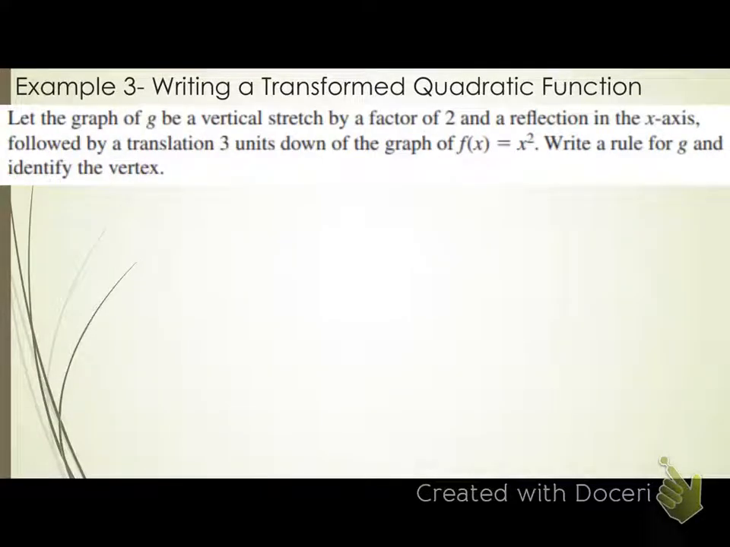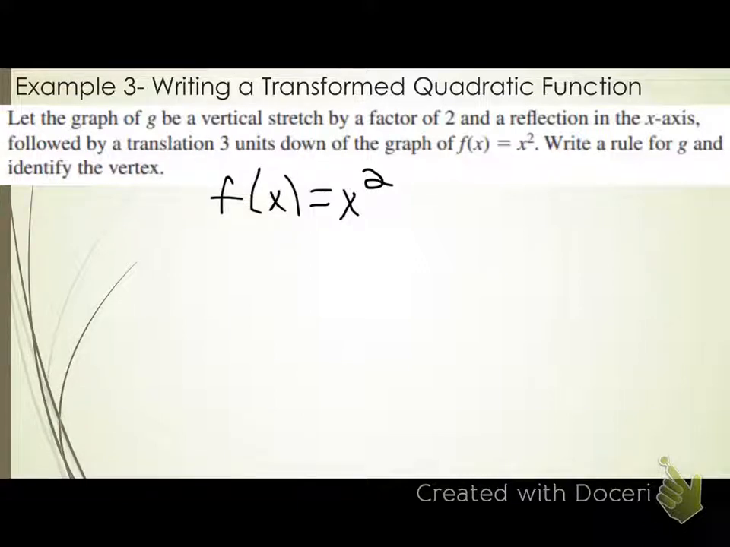Example 3. Let the graph of G be a vertical stretch by a factor of 2 and a reflection in the x-axis followed by a translation 3 units down of the graph of f of x equals x squared. Write a rule for G and identify the vertex. So we're trying to write the function to get from our parent graph through all these transformations that are occurring. So we're going to take it transformation by transformation.